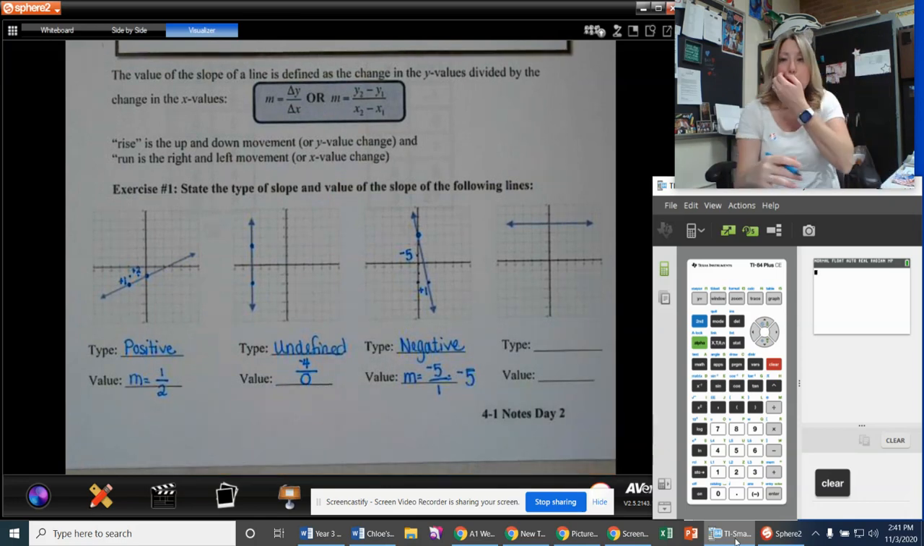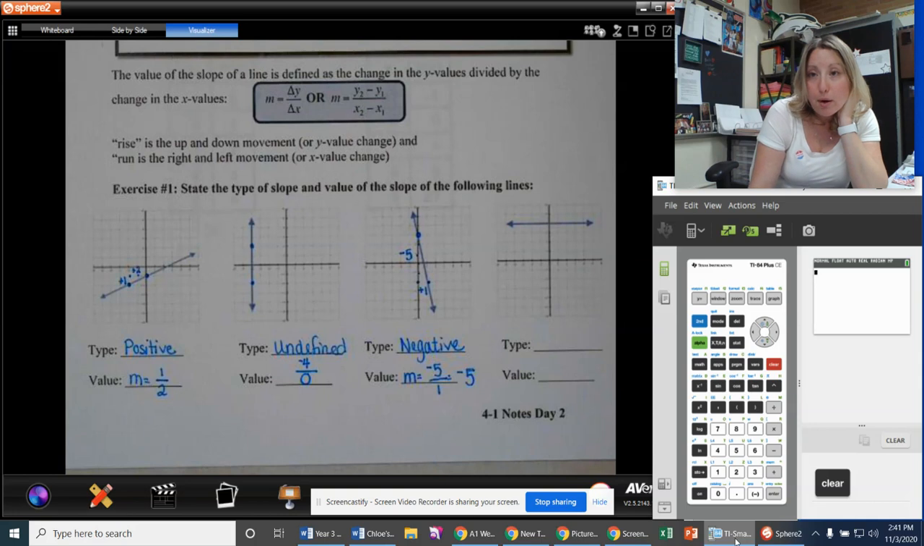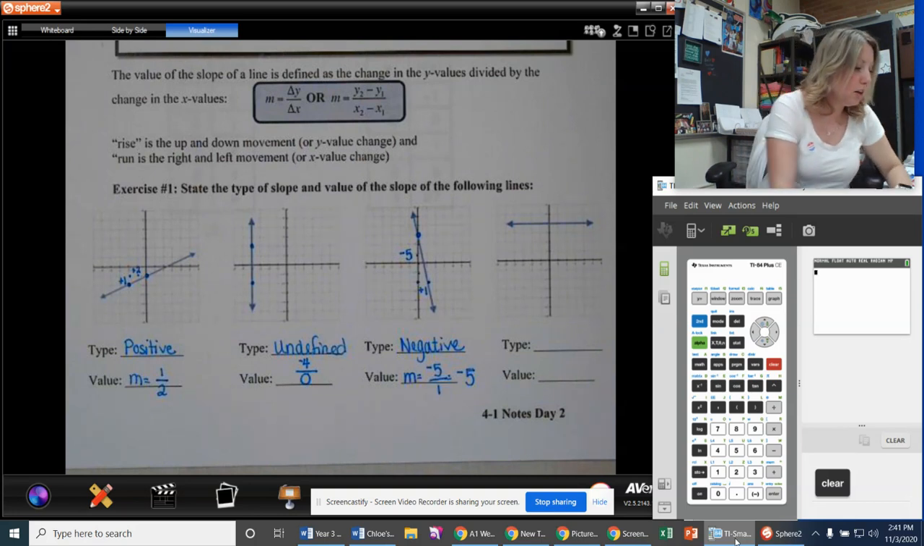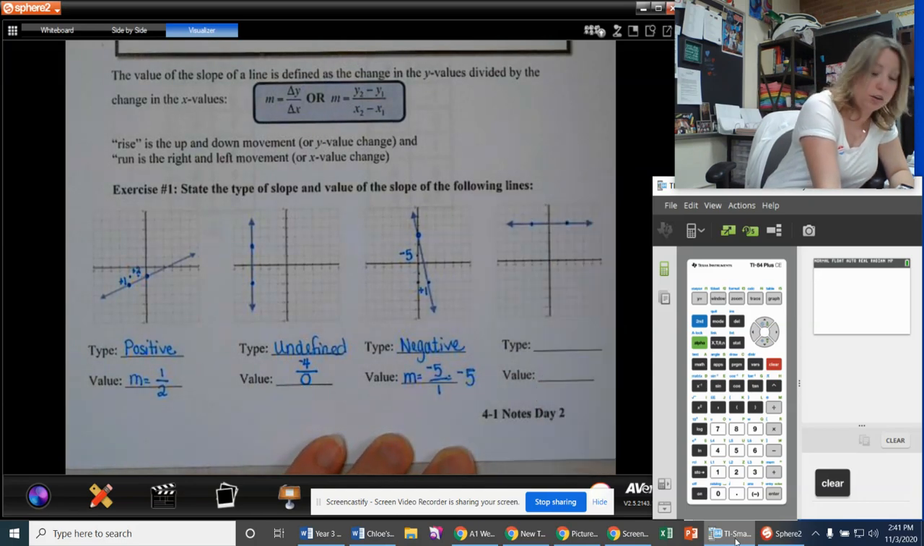When the bottom number in your fraction is 1, you can just write the whole number as your answer for your slope. Slope can always be represented as a fraction. Sometimes it's also represented as a whole number. So it does depend.